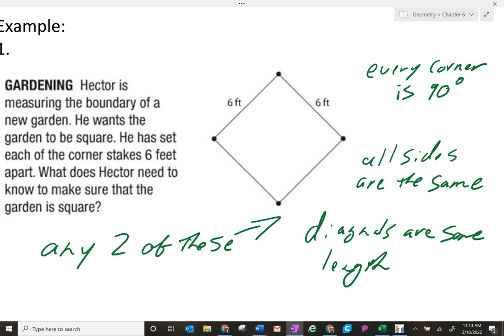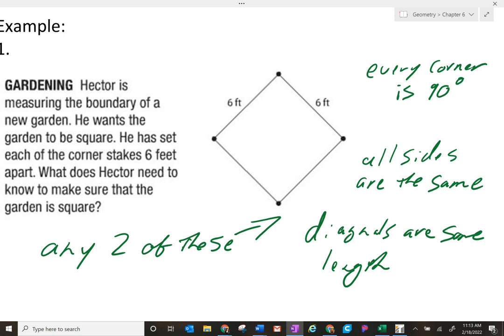Real world, if you are a contractor and you don't have a protractor when you show up to a job site, you can measure all the sides to make sure they're all exactly 6 feet. And then you can do the diagonal with the tape measure across to make sure it's square. Perfect. If you do have a protractor, you can make sure every corner is 90 degrees, and make sure that you have all the exact same sides, all 6 feet. Perfect. If you did the diagonals being the same length, and you make sure that all your sides are the same length, that's another way to make sure it's a square.